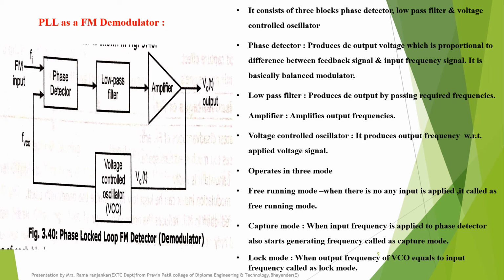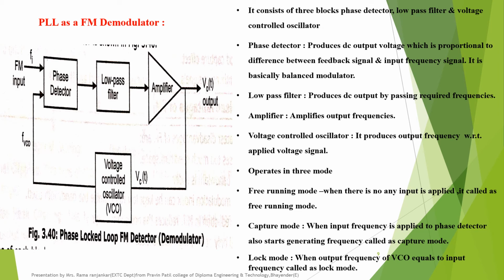First is the phase detector. It produces a DC output voltage which is proportional to the difference between the feedback signal and the input frequency signal. It is basically called a balance modulator. Low pass filter produces DC output by passing required frequencies. Amplifier amplifies the output of the low pass filter. Voltage control oscillator produces the output frequency with respect to the applied voltage signal.